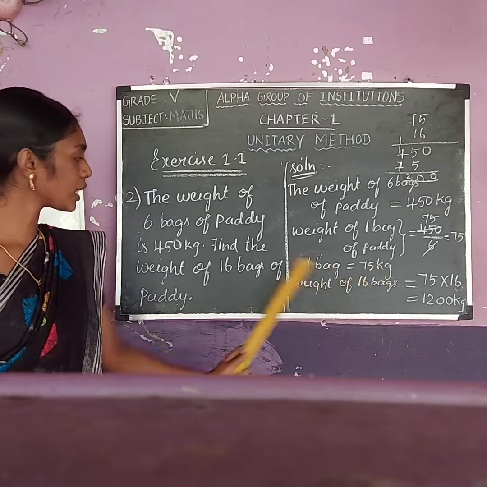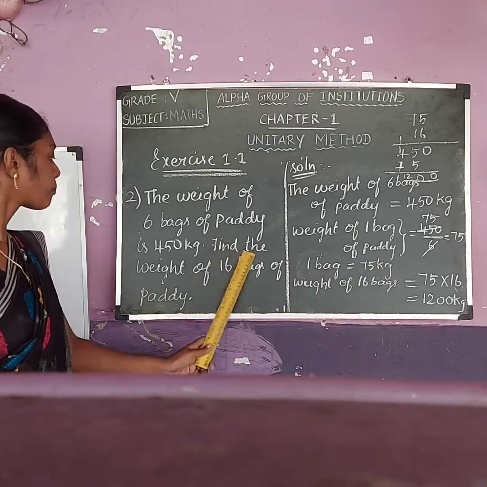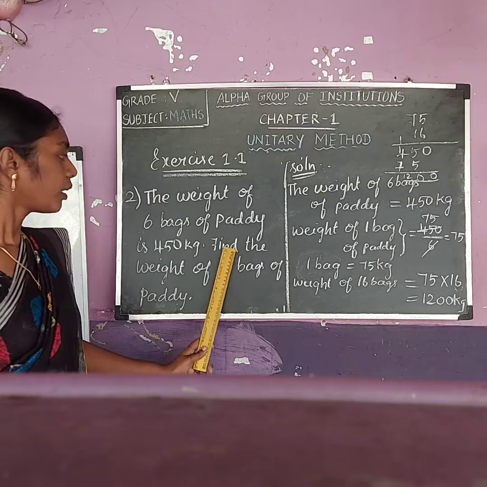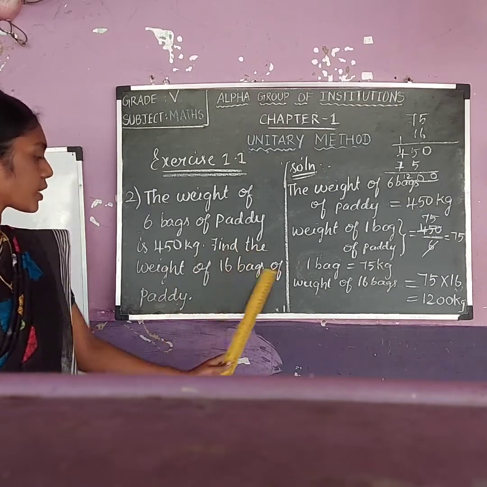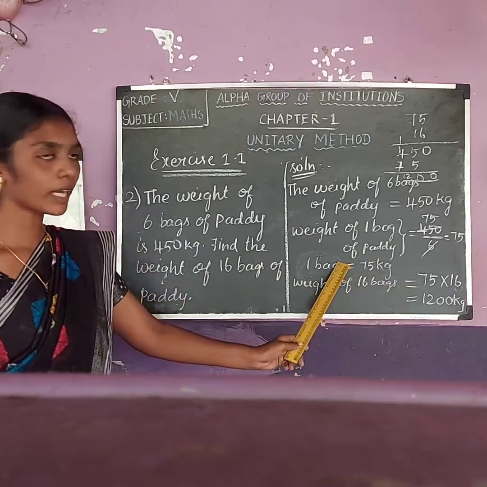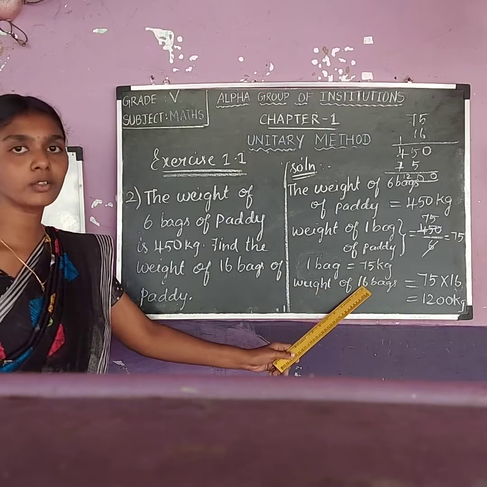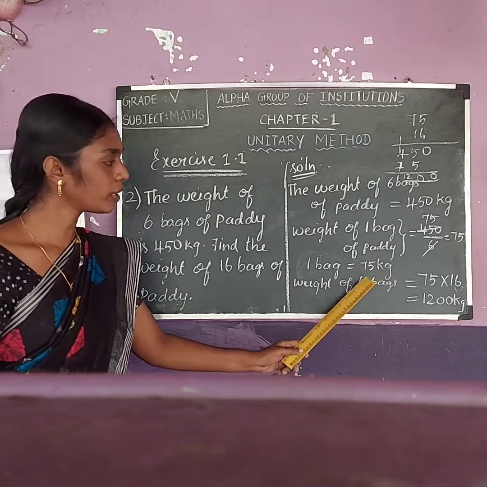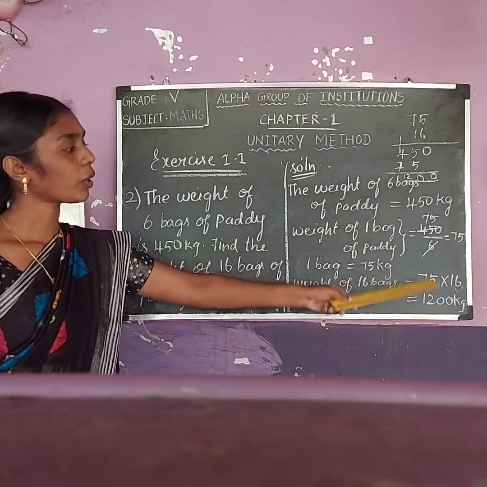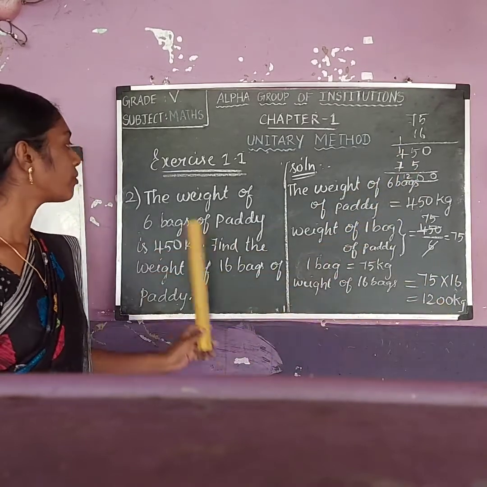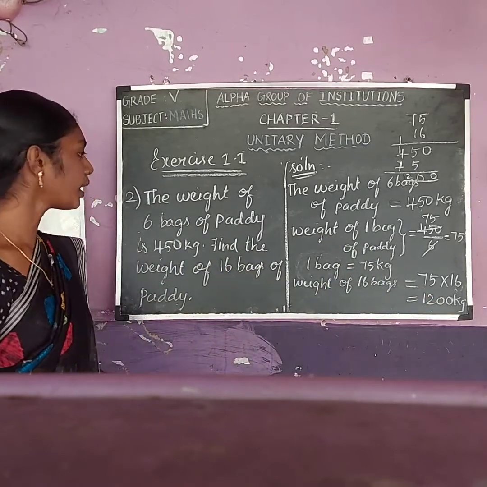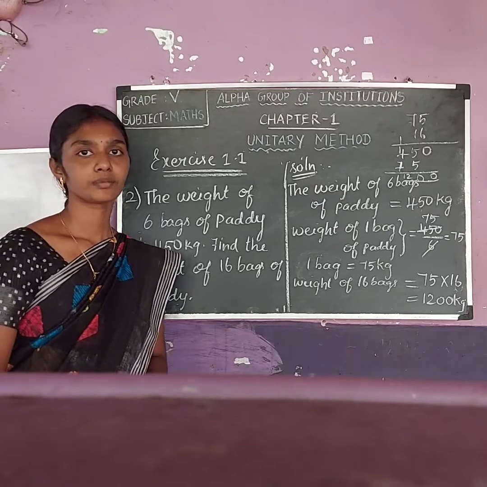They have asked in the question to find the weight of 16 bags of paddy. So the weight of 16 bags is equal to, the unit value we know and we want to find the many value, so what will we do? Yes, we will do the multiplication. 75 into 16 gives me the value 1200 kilogram. So the weight of 16 bags of paddy is 1200 kilogram. Clear children? Thank you.